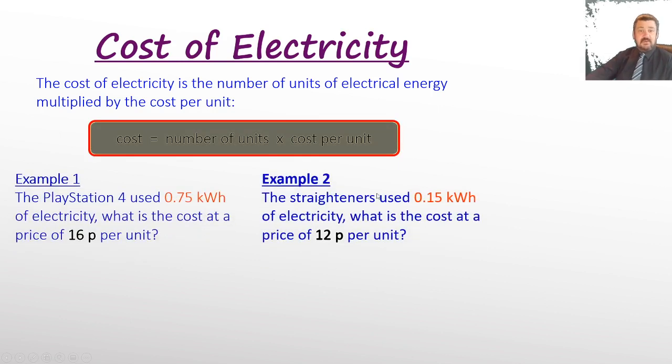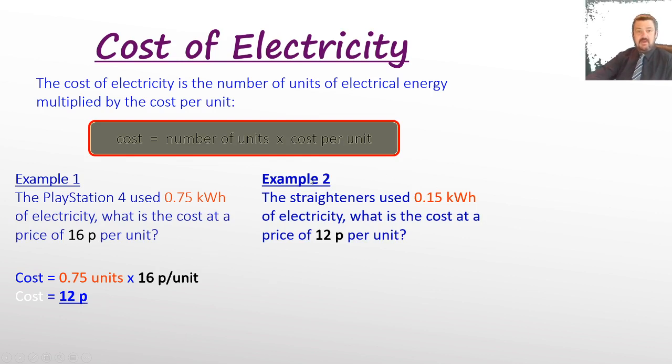So in our examples that we looked at earlier, the PlayStation used 0.75 kilowatt hours of electricity. What is the cost at the price of 16p per unit? Cost is, here's our units, 0.75 units times 16p per unit, 12p. So for 3 hours of PlayStation 4, it costs you 12p.